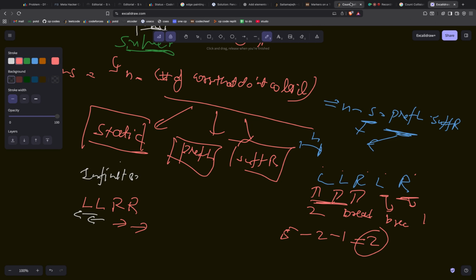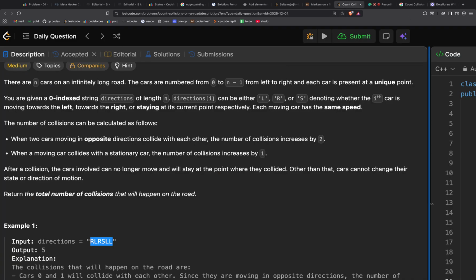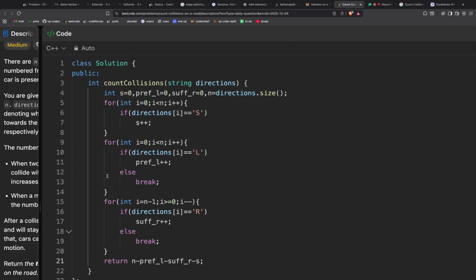Let's go over the implementation quickly. It's a pretty simple implementation. All you need to do is, in S I am storing the frequency of S in this direction string. In prefix L I am storing the number of L's in the prefix. In suffix R I am basically storing the number of R's in the suffix. So I go over all the characters in the string. If it is S, I increment S plus plus.